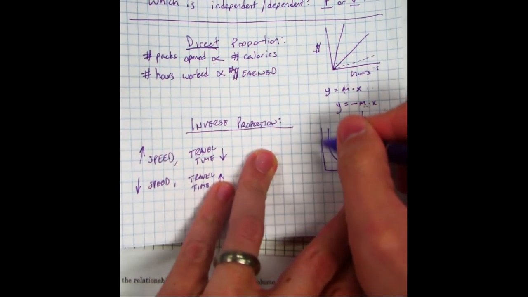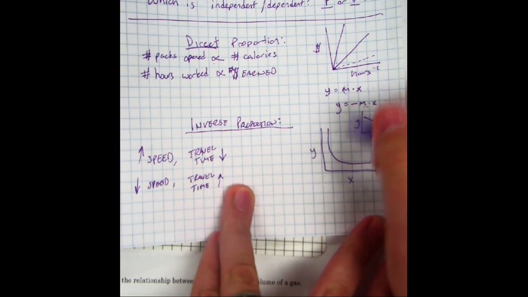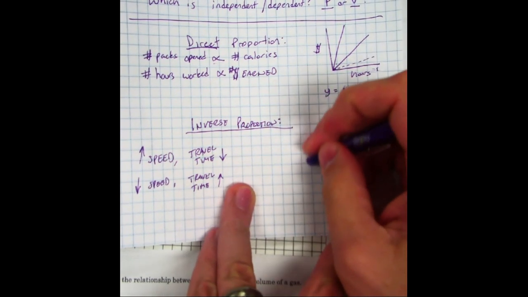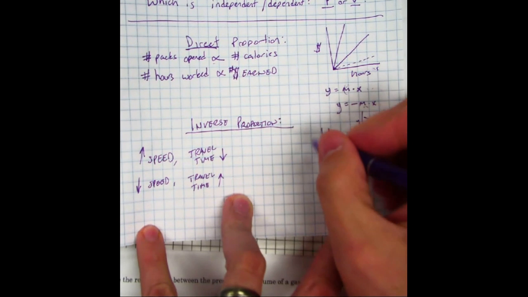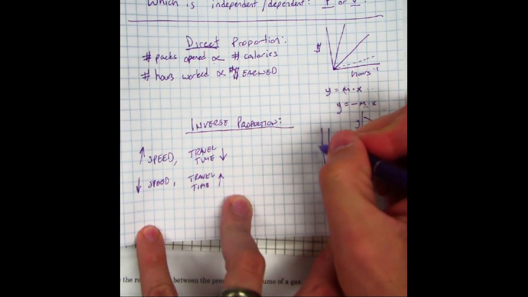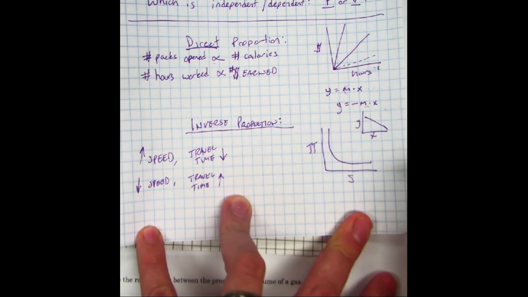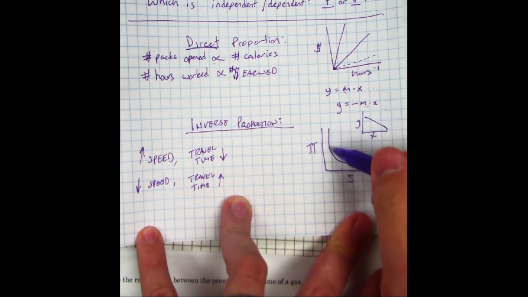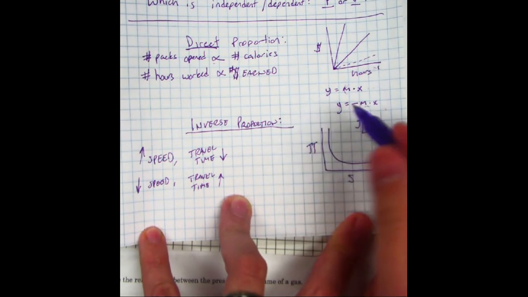So this type of graph comes from a different relationship. And it looks funny that it's not linear, but it just is what it is. So this would be, say, travel time and speed. So as you increase your speed, travel time decreases. And it can't decrease at a steady rate because that's not the relationship we have.